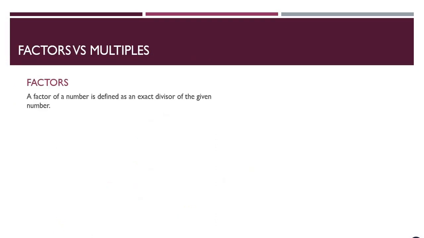Factors. A factor of a number is defined as an exact divisor of the given number. So let's look at some example. 3 times 5 is 15, hence 3 and 5 are factors of 15.